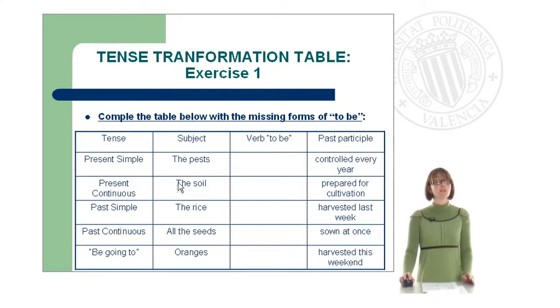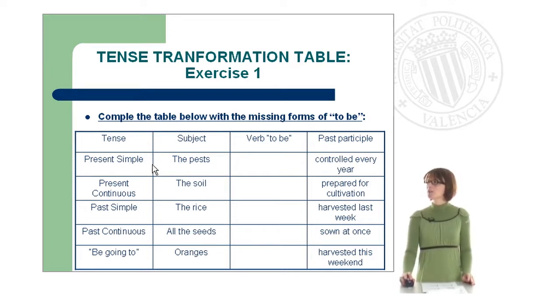Okay, in the 2 following slides we have some exercises. This is a tense transformation table. Remember that when you transform an active structure into a passive structure, you need to make a change in the verb. You normally have to put the verb to be in the same tense as the verb in the active sentence, and then you have to add the past participle. So, in this exercise, you have to complete the table below with the missing forms of the verb to be. Let's have a look at the tenses.